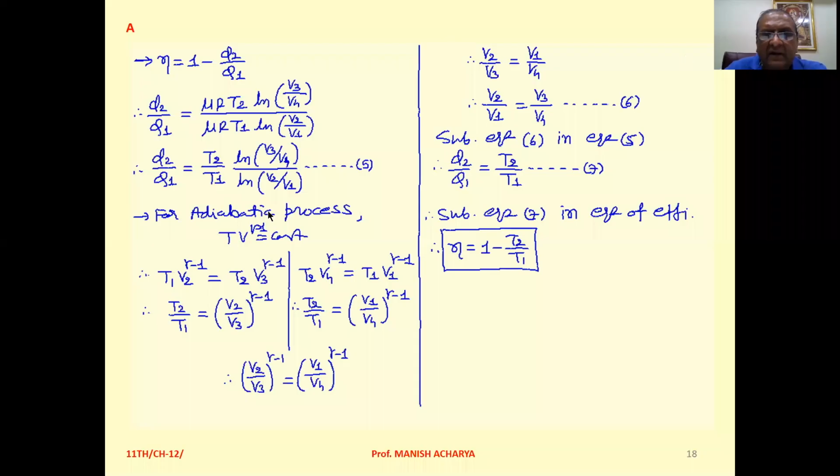Clear up to this one? Now see this equation number 5 and 6. In 6 we proved V2 by V1 is equal to V3 by V4. So now in equation number 5, this numerator ln V3 by V4 and this denominator ln V2 by V1 will be cancelled because both become equal. So finally you will get Q2 by Q1 equal to T2 by T1, equation number 7. Now replace Q2 by Q1 in the equation of efficiency of the heat engine by T2 by T1. So finally your equation of the efficiency turns to eta equal to 1 minus T2 by T1. Clear?